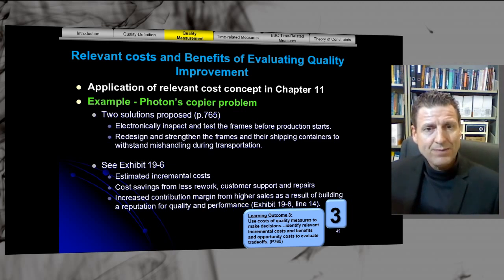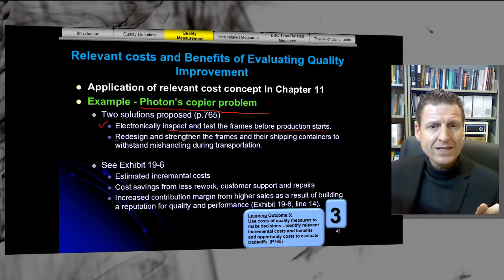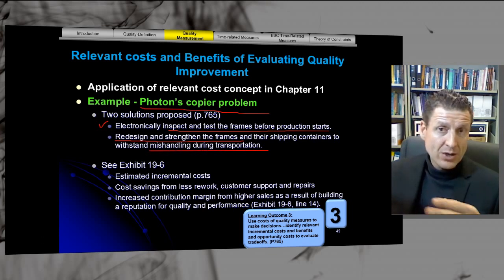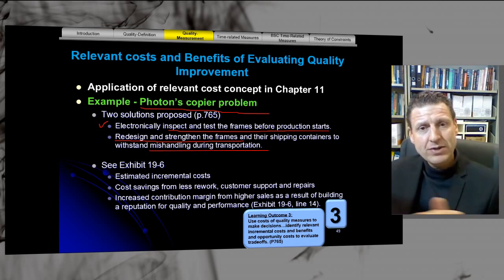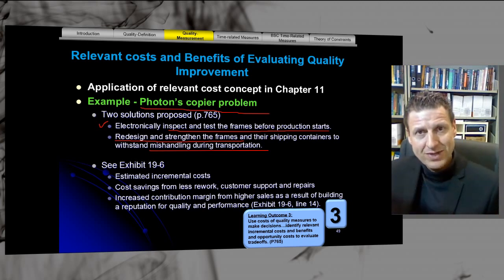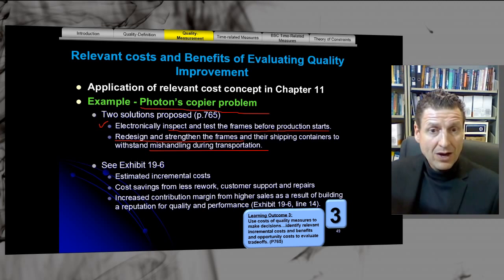So in Photon's copier problem, there were two solutions proposed. We could, number one, electronically inspect and test the frames before production starts. And that's kind of like appraisal costs. You're appraising, you're doing things early on. Or we could redesign and strengthen the frames and their shipping containers to withstand mishandling during transportation. So that's sort of later in the process, but they are two different options. If you do one, you not necessarily have to do the other. They're kind of optional. So let's have a look at the different costs associated with these two solutions.